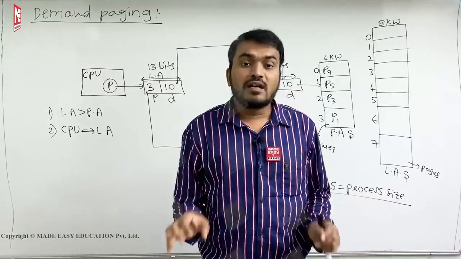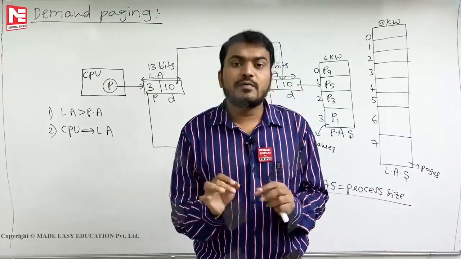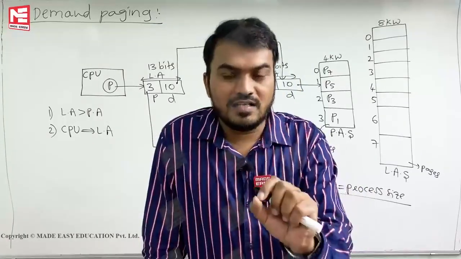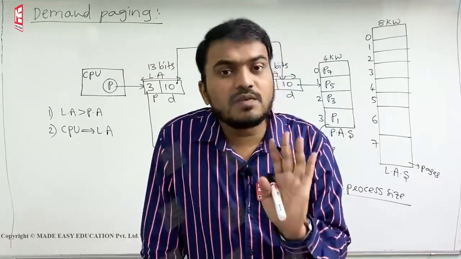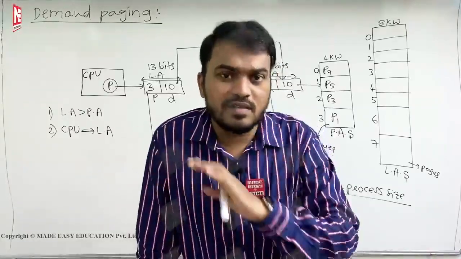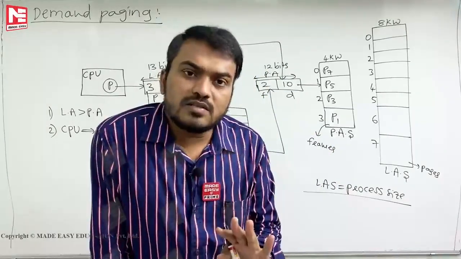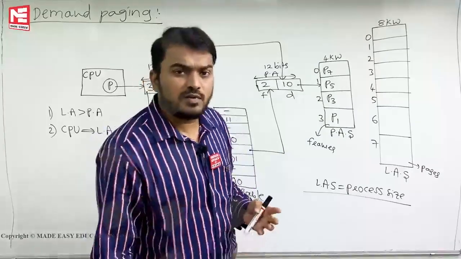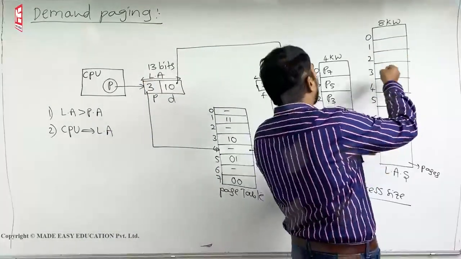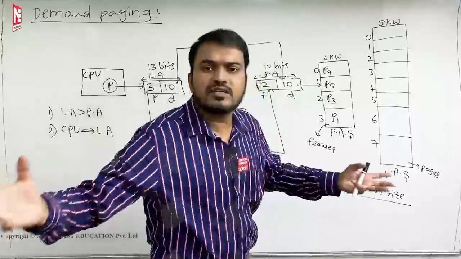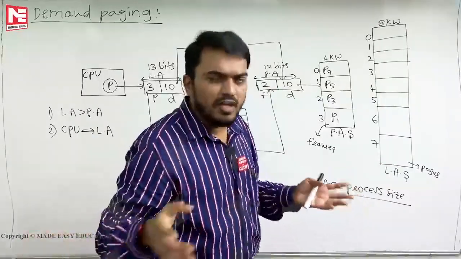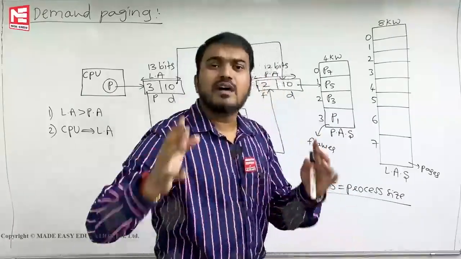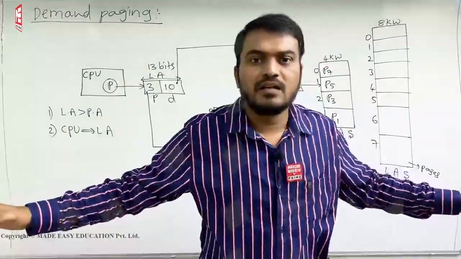Because the demand of the process will always be greater. It is not possible to satisfy the demand of the process. Why? If you want to satisfy the demand of the process, you need to bring all these 8 pages into main memory. Whatever memory it is demanding, you need to allocate that much memory. But practically, that is not possible.